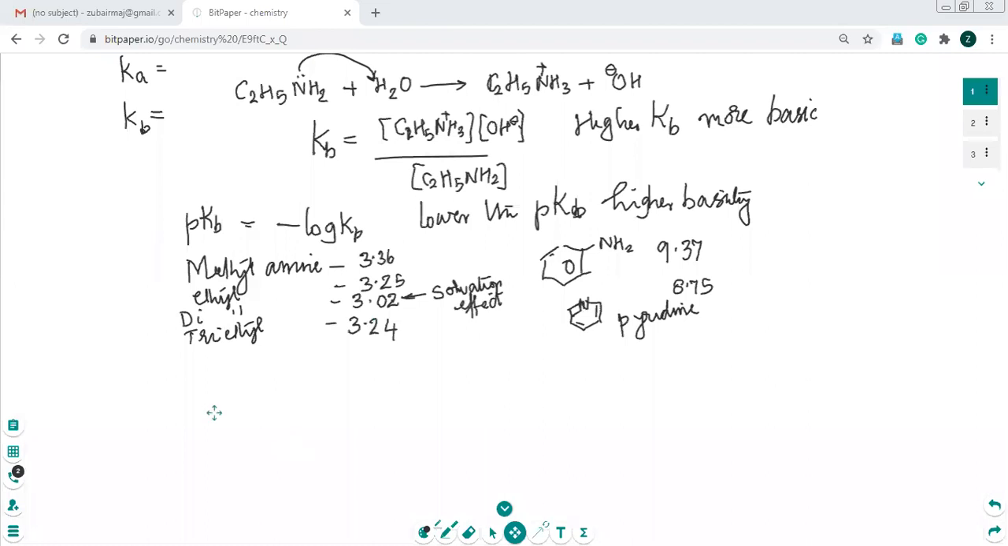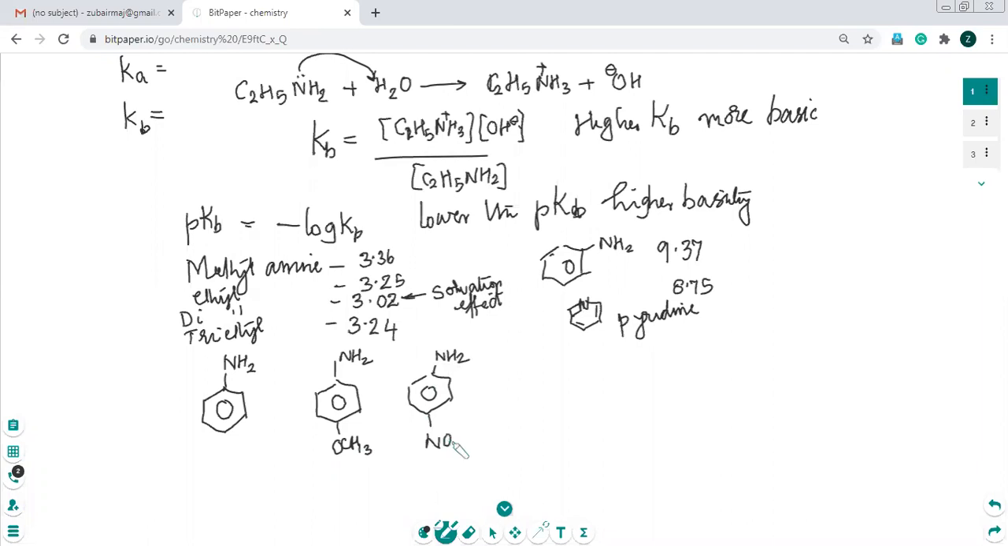Before that, just a little more about the basicity. How do substituents on the benzene ring affect the basicity? That also I have to discuss. I have NH2 and OCH3, an electron donating group, and an electron withdrawing group, NH2 and NO2. How will the basicity be affected? So this is 1, this is 2, and this is 3.